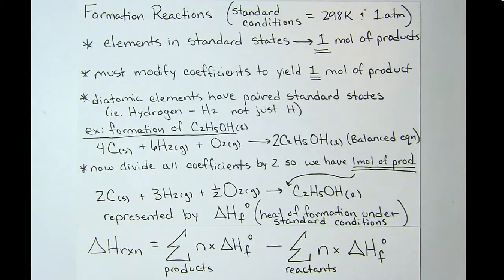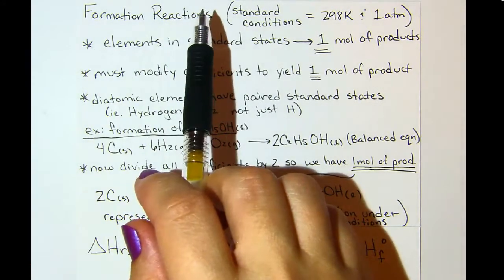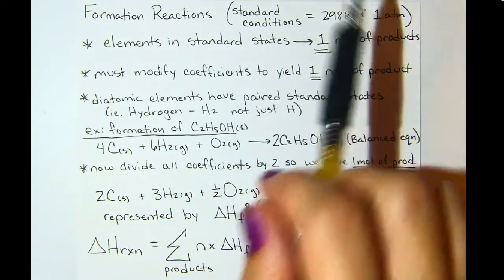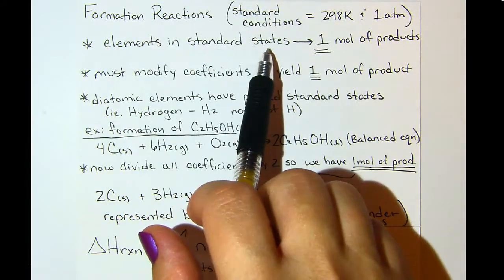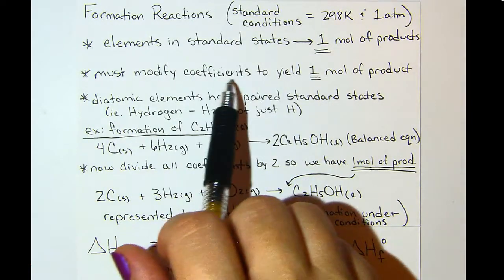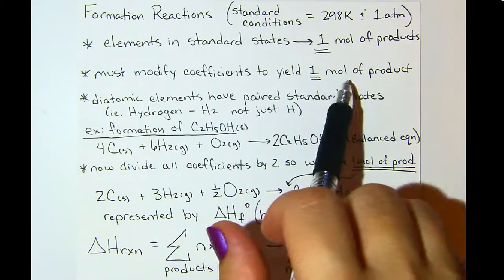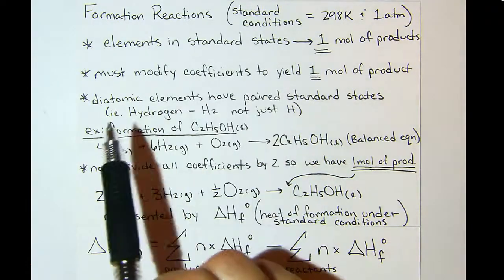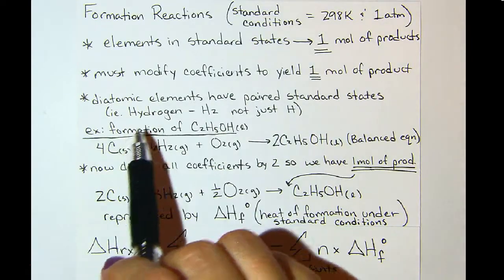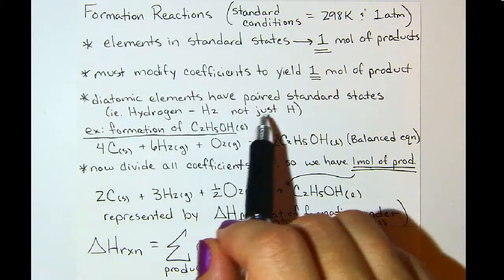So here's the note card for this section. Formation reactions are going to occur under standard conditions of 298 Kelvin and 1 atmosphere. Elements in standard states yield 1 mole of products. Must modify coefficients in order to have only 1 mole of the product on the right side of the equation. Diatomic elements have paired standard states, i.e. hydrogen has to be H2, not just H.